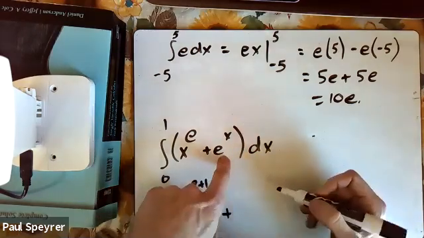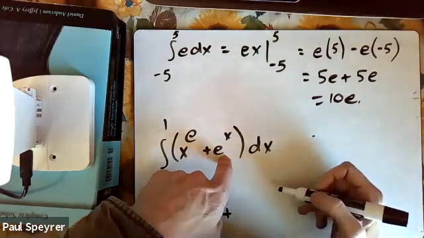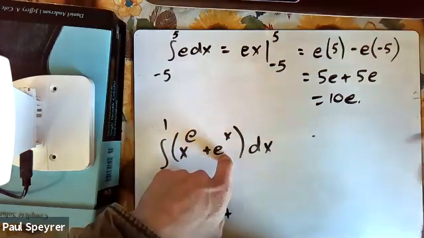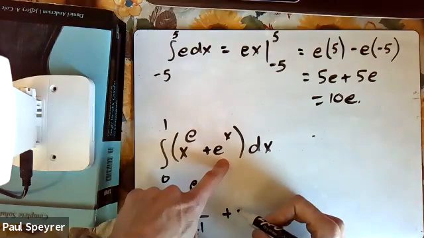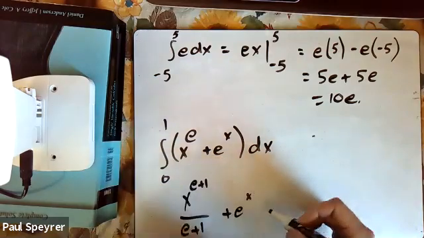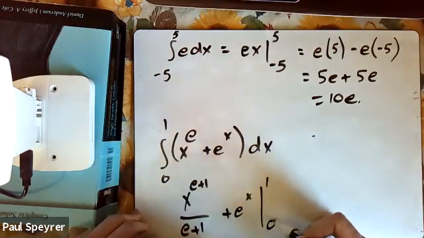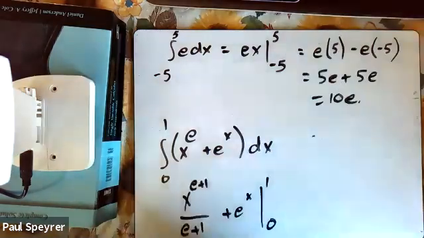What is the antiderivative of e to the x? Remember, that was another little special case, and it's the only function in math whose derivative and antiderivative are the original function, such as e to the x. And now we need to evaluate this from 0 to 1.